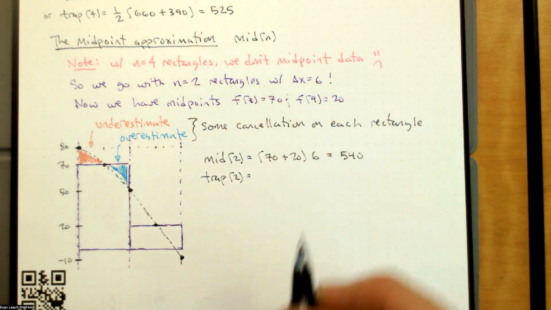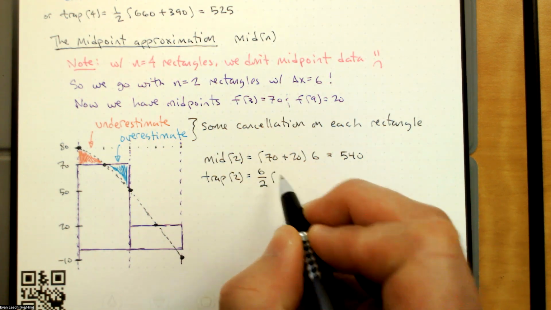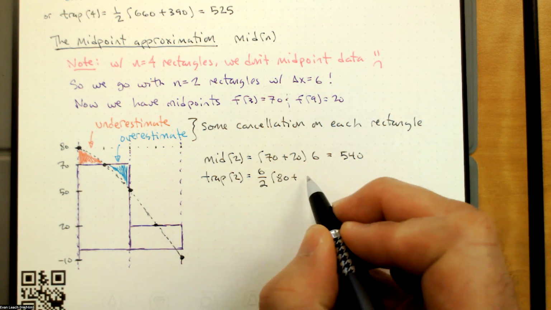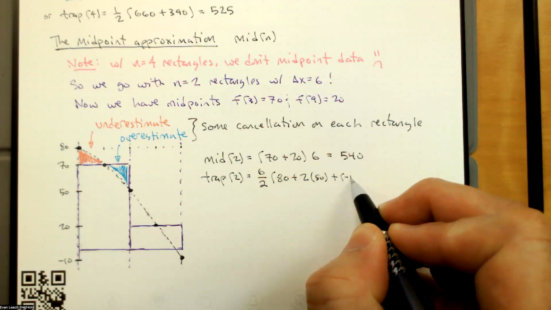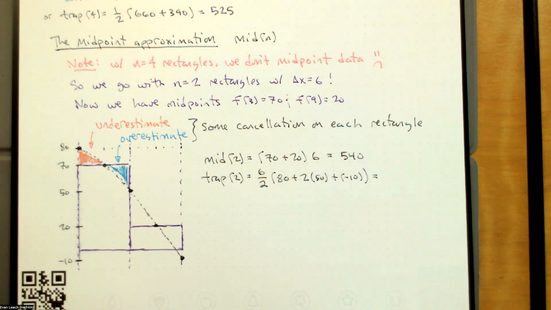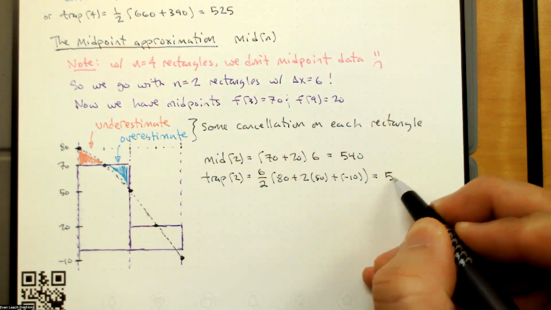Let's get our other approximation. So I've got a delta x over 2 for the average. We'll have 80s, 2 times 70s, 2 times 50s, 2 times 20s, and a negative 10 for our trapezoidal approximation. So it'll be 170 times 3 or 510.